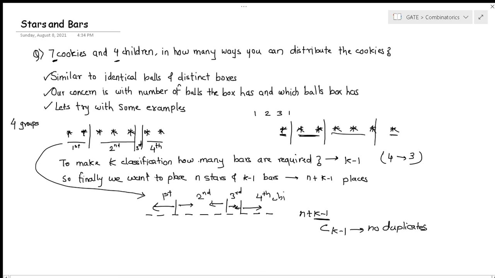Okay, so here we can see that if we want to do the distribution of identical balls into k boxes, we just need to add the k minus 1 bars in order to separate them, and out of those n plus k minus 1 places we can choose any k minus 1 places to place those bars. And as there will be no duplicates in this nCk counting, we will get all the possible distributions of the balls into boxes.